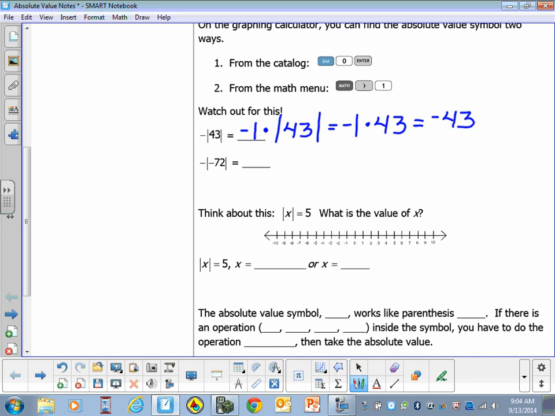Looking at the second example here, this is again negative 1 times the absolute value of negative 72. Find your absolute value first. So negative 1 times the absolute value of negative 72 is positive 72. And negative 1 times 72 is negative 72. The absolute value of the number was positive, but then I had to multiply by a coefficient of negative 1.